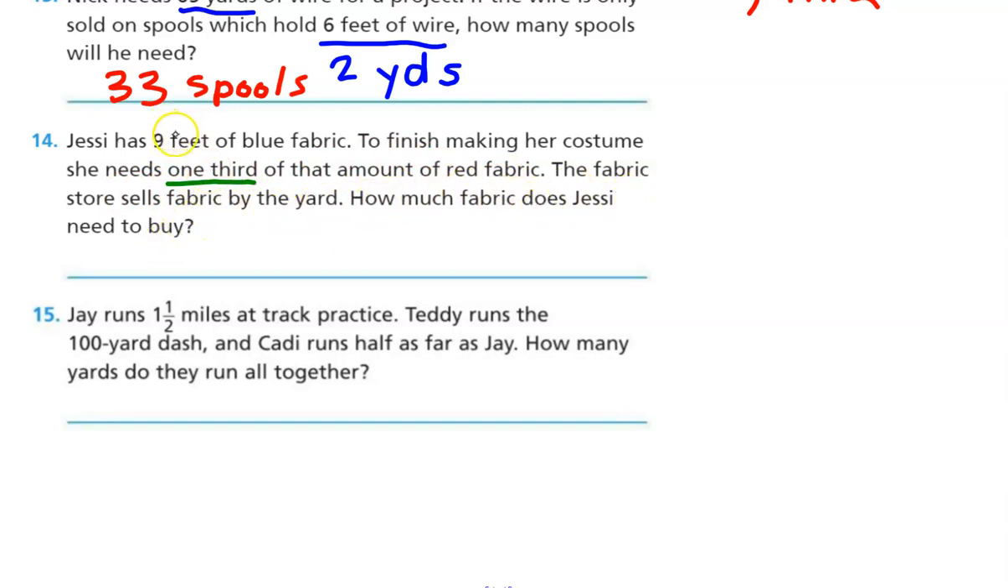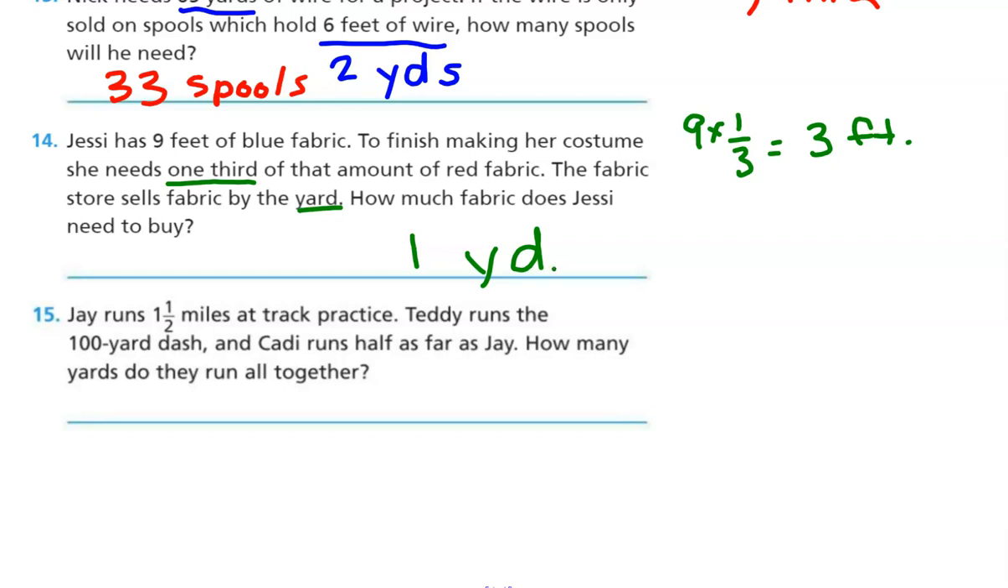Well, she already has 9 feet, but the reason we need to know that is because we need 1/3 of 9 feet. There's a couple of ways. You could totally just figure out that that's 9 divided by 3, but you could also multiply that by 1/3, which will still give you 3. So she's going to need 3 feet of red fabric. Well, this one's a really easy conversion. Then it just says they sell it by the yard. So if she's got 3 feet of fabric, that's going to equal 1 yard of fabric. They will be the same thing.